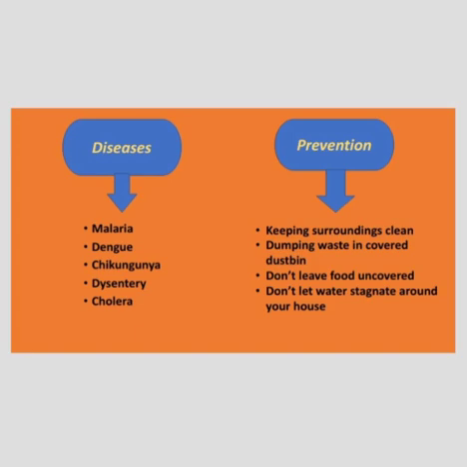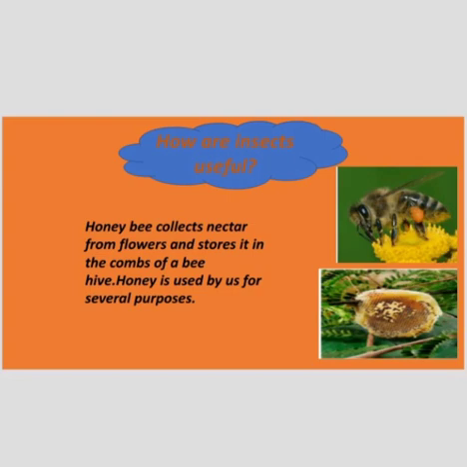Houseflies sit on the garbage or rotten food and transfer germs from there to the fresh food on which they sit, resulting in diseases like dysentery and cholera. To prevent these, we should keep our surroundings clean, dump waste in a covered dustbin, not leave food uncovered, and not let water stagnate around our house.